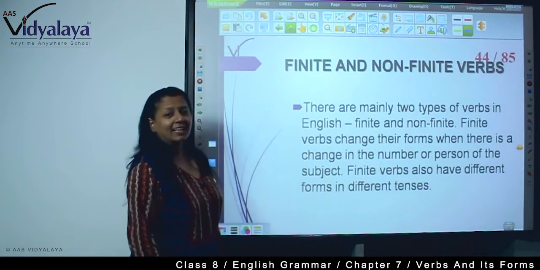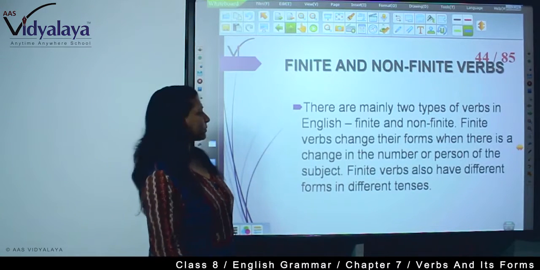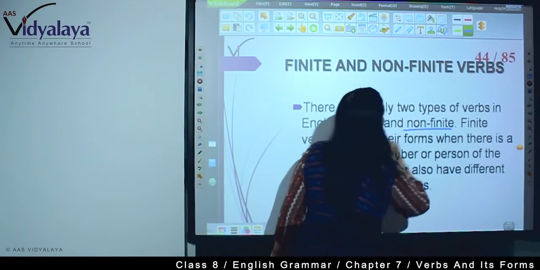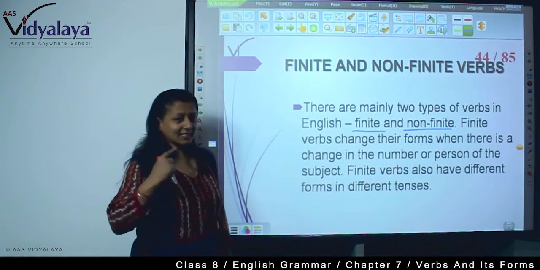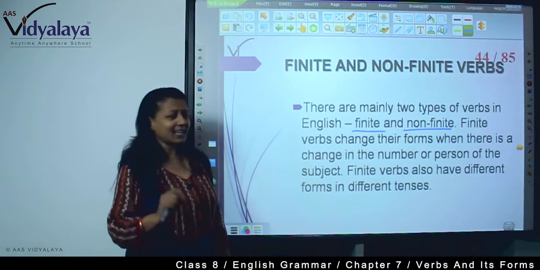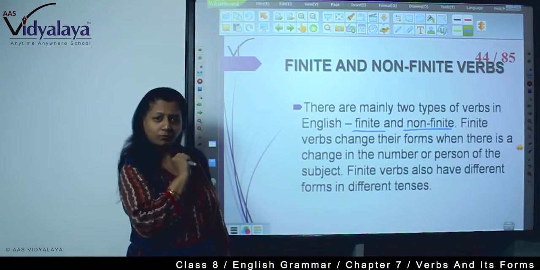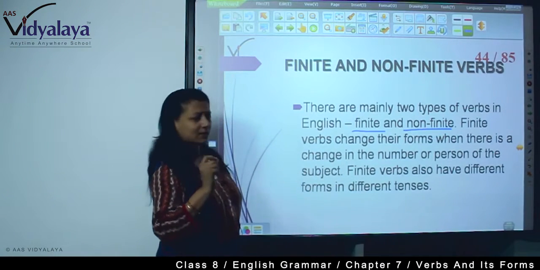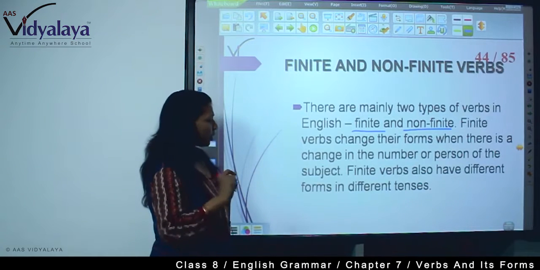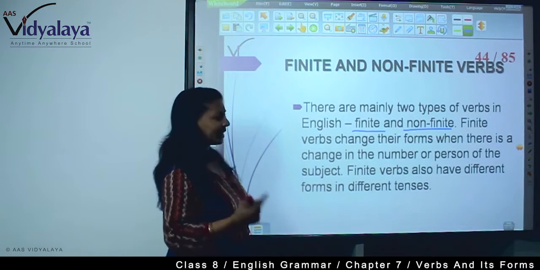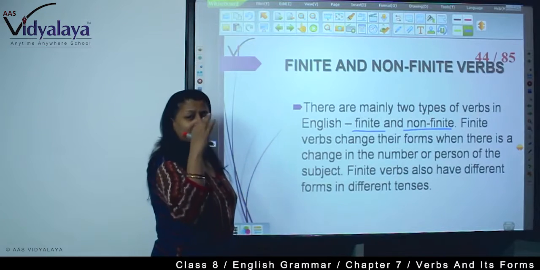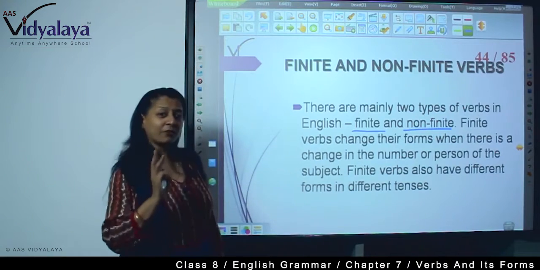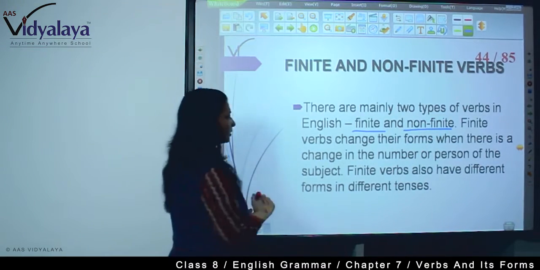Now, finite and non-finite verbs. There are mainly 2 types of verbs in English, finite and non-finite. Finite verbs change their forms when there is a change in the number or person of the subject. And finite verbs also have different forms in different tenses. For example, as you know, there are 3 tenses: past, present and future. So, finite verbs have different forms in 3 tenses, right?